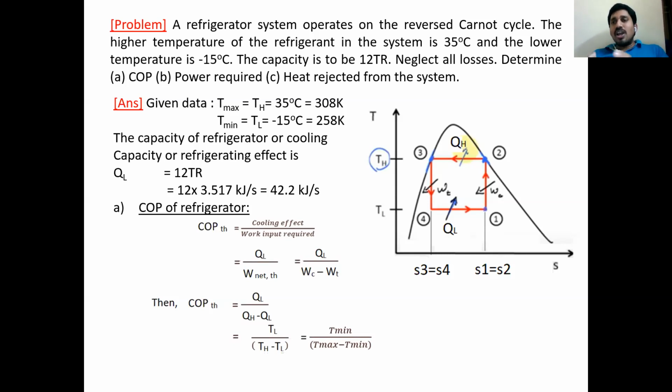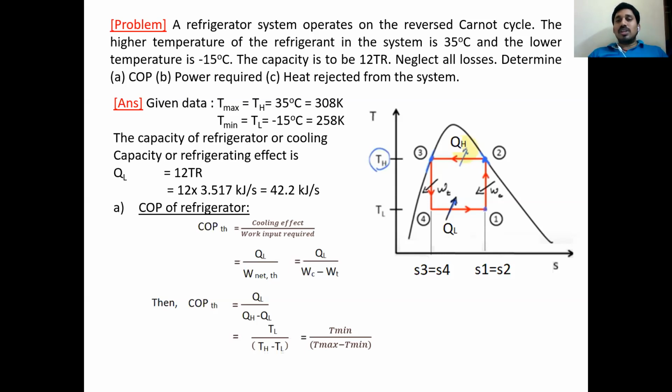Not only for the Carnot, for every cycle and every system, this is the basic equation for COP: the refrigerating effect and the net work input required to drive the compressor. The ratio of these two quantities gives COP. Cooling effect means QL, as mentioned on the slide. The QL quantity is the amount of heat removed, or refrigerating effect. The network input is W net theoretical. This is a theoretical cycle, and W net theoretical means the difference between compressor work and turbine work.